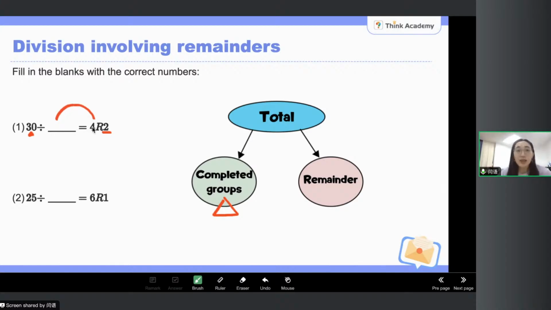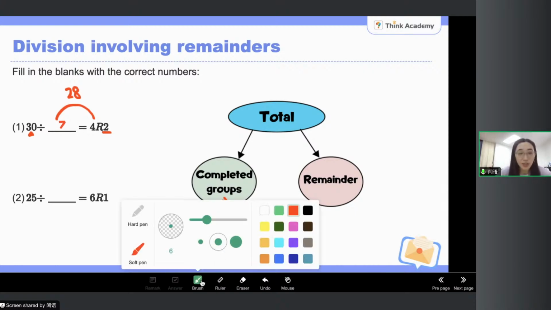So how can we figure out the value of the completed groups? Yes. So for the missing number and the 4, if you multiply them together, you will get 28, right? So in this way, could you please tell me what is the divisor here? In other words, that is 4 times something equals 28. So what is something? Excellent, that is 7.